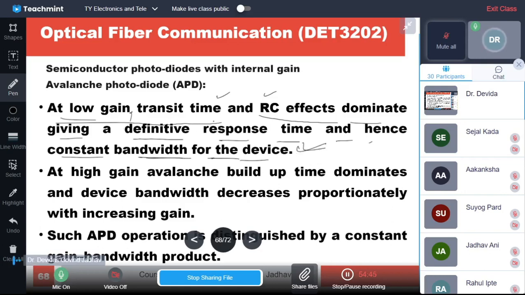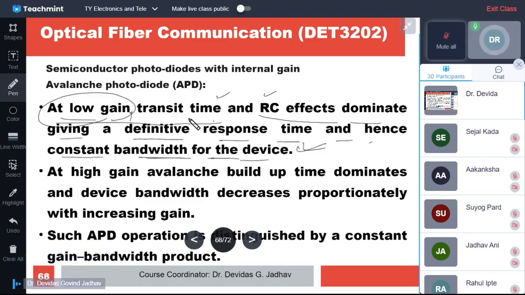That is, avalanche multiplication is very less. So it is similar to the PIN diode. There is no avalanche process, or not much avalanche process. The multiplication process is not there. It is very less, low gain.